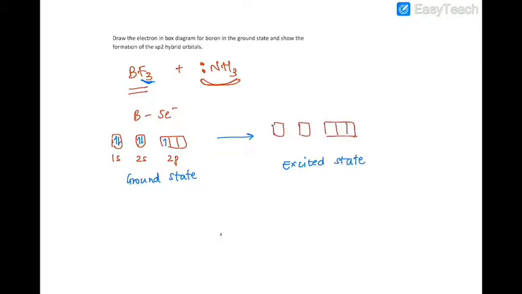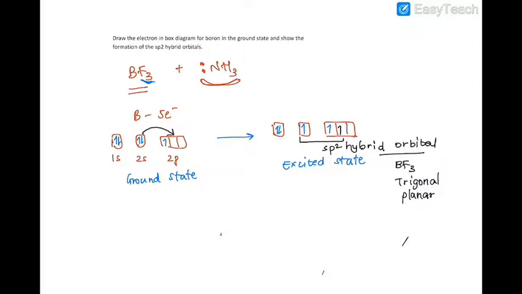So we'll have 1 electron from the 2s orbital that is going to move into the 2p orbital, so that I end up here with 3 unpaired electrons. And because you have the 2s and the 2p, that is forming a new hybrid orbital. So we have an sp2 hybrid here. So with sp2 hybrid, BF3 is trigonal planar.